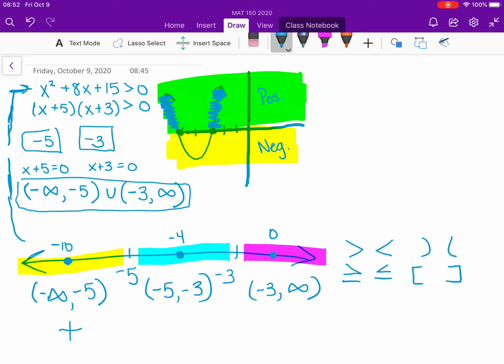If I plug in -10, I'm going to get a positive number. I already know that because I know from the graph that it's positive at -10. Okay. If I plug in -4, I know that I'm going to get a negative number because -4 is in the negative zone of the graph. And same with the end here, it is positive.